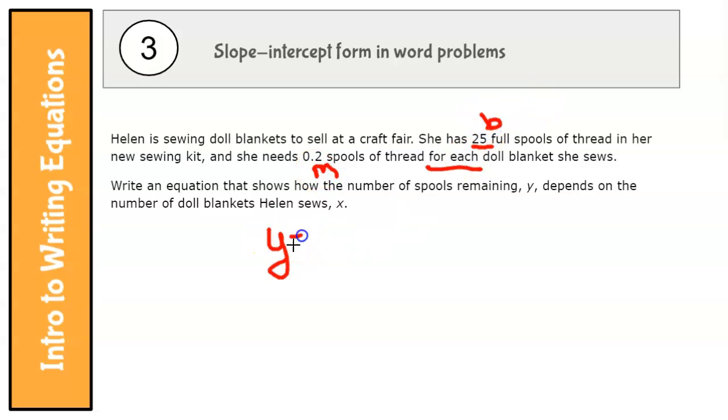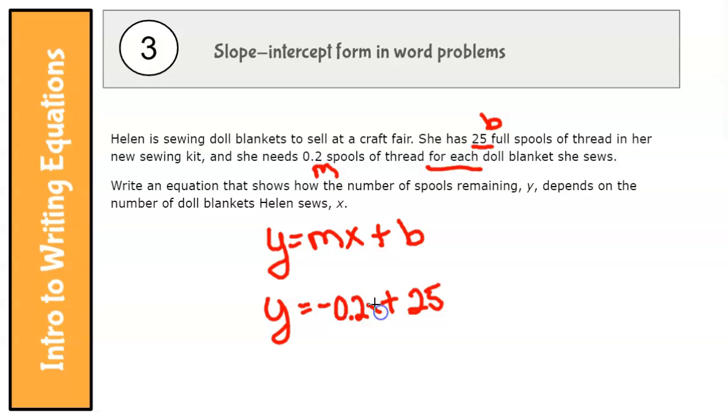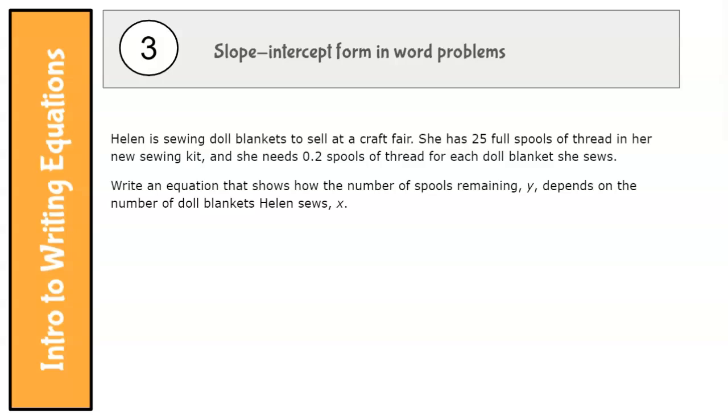So slope-intercept form is y equals mx plus b. The b part is 25. She's starting with 25, but she's going to use up 0.2. So that's going to be a negative 0.2x this time, because she's using it up. She's going to have 25 and she's going to take off 0.2 for every doll blanket that she makes. So hopefully that gives you a little overview of what we're going to be doing in this unit and a quick introduction to slope-intercept form.